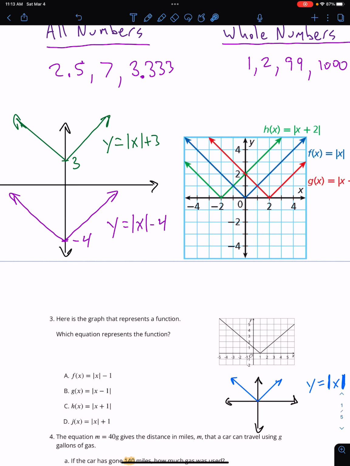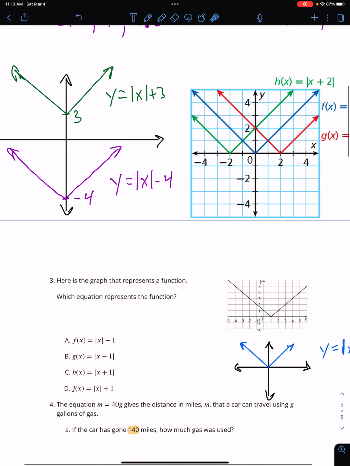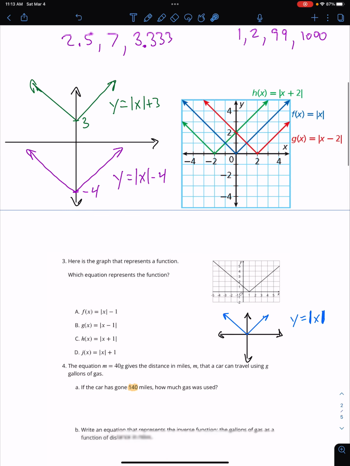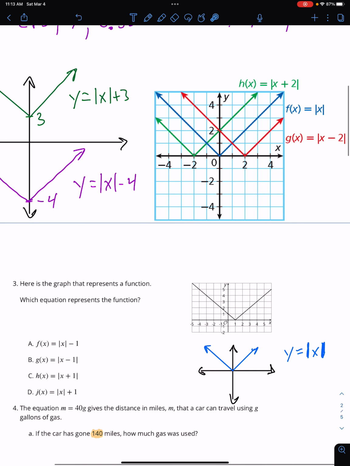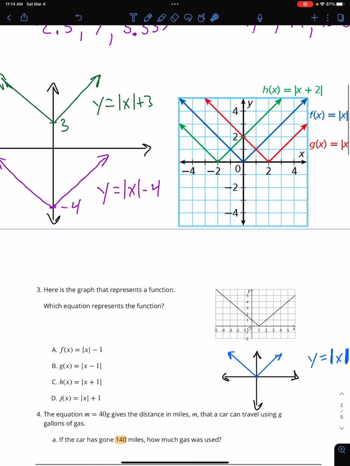So basically I've got this nice little visual aid right here that shows what happens if you add 3 on the outside of the house or subtract 4 on the outside of the house. And over here we see these horizontal shifts that come from adding or subtracting on the inside of those absolute value bars. But this is not going to be available on the test. You've got to remember what causes your graph to go up or down, left or right.